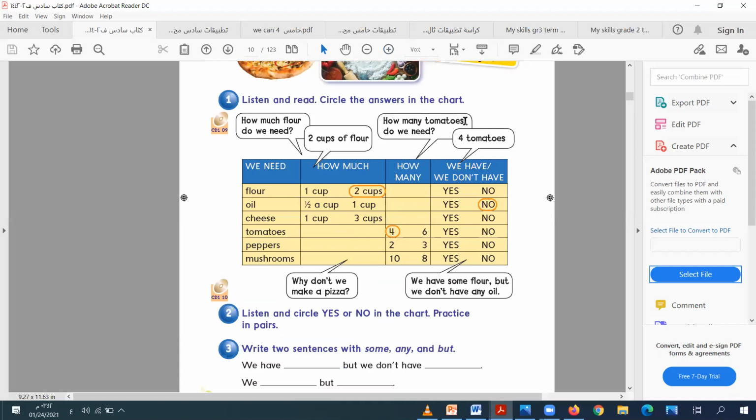How many tomatoes do we need? How many tomatoes do we need?